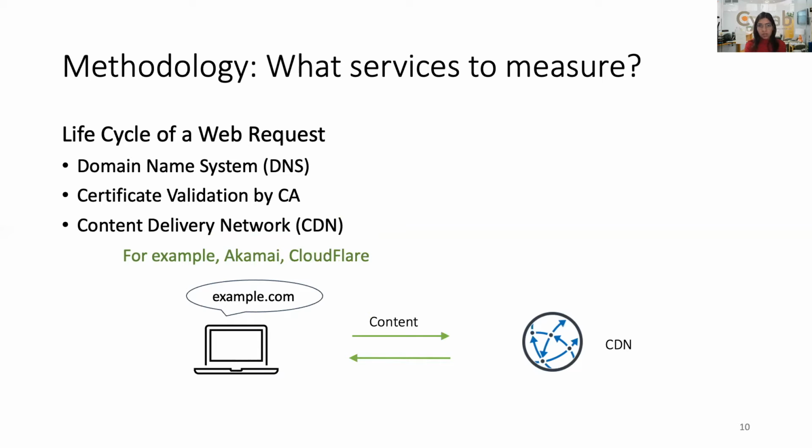If the website is using a CDN, then the CDN will serve this content. Based on this, we identify three services. The first one is DNS, the second one is certificate validation by certificate authority, and the third one is CDN. Note that these by no means are the only services that a web request encounters, but we just identify these three services and define the scope of our work.